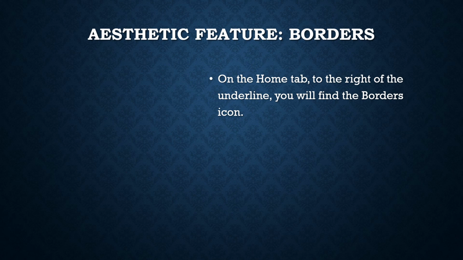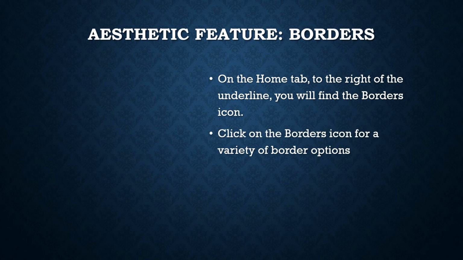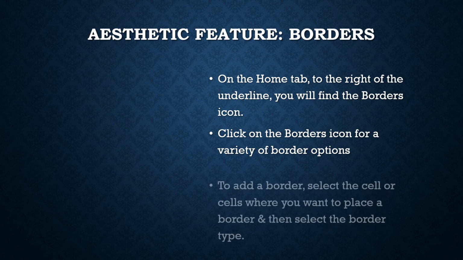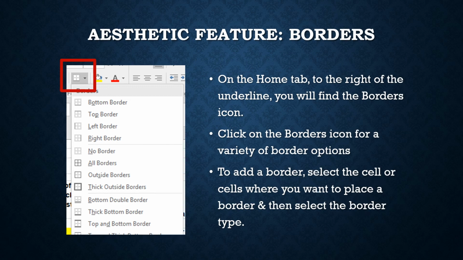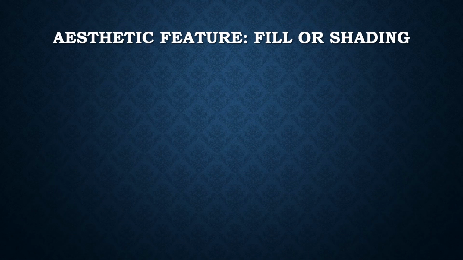On the Home tab, to the right of the underline, you will find the Borders icon. Click on the Borders icon for a variety of border options. To add a border, select the cell or cells where you want to place a border, and then select the type of border you want.